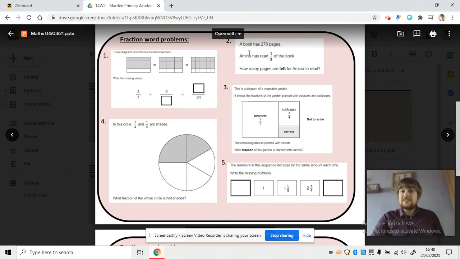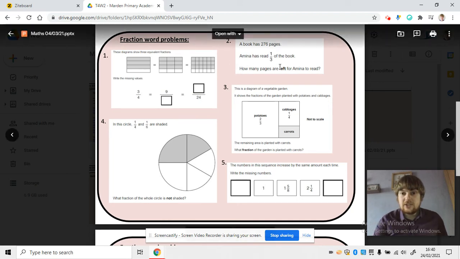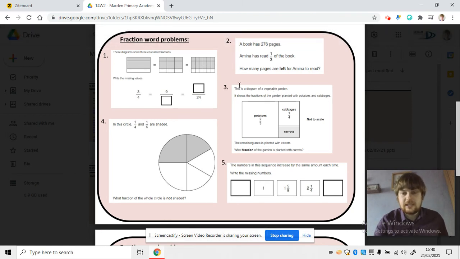Question 2 is very similar to what we've just had a look at. The book has 276 pages. Amina has read 1/3 of the book. How many pages are left for Amina to read? Just think how many pages are left for Amina to read. I'll just leave that there for you to see if you can get that right.